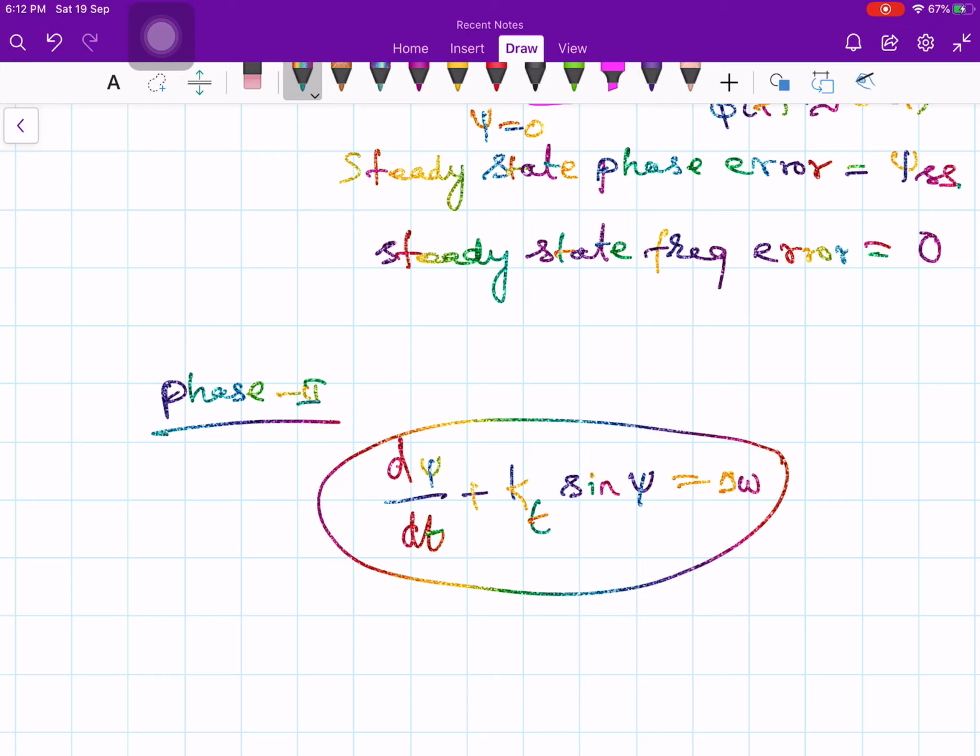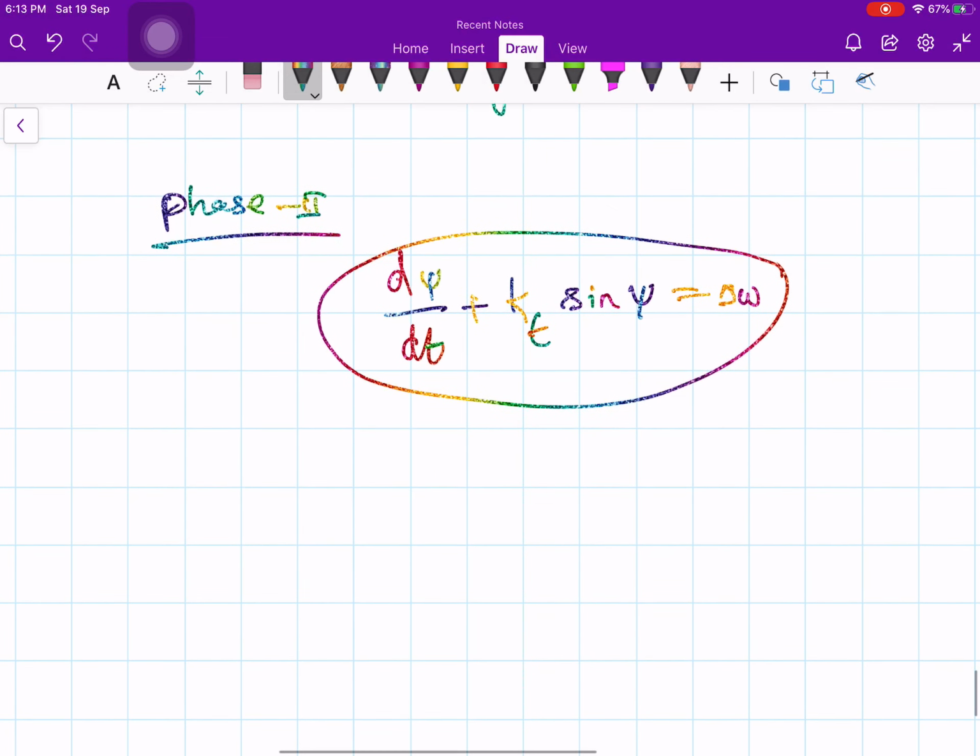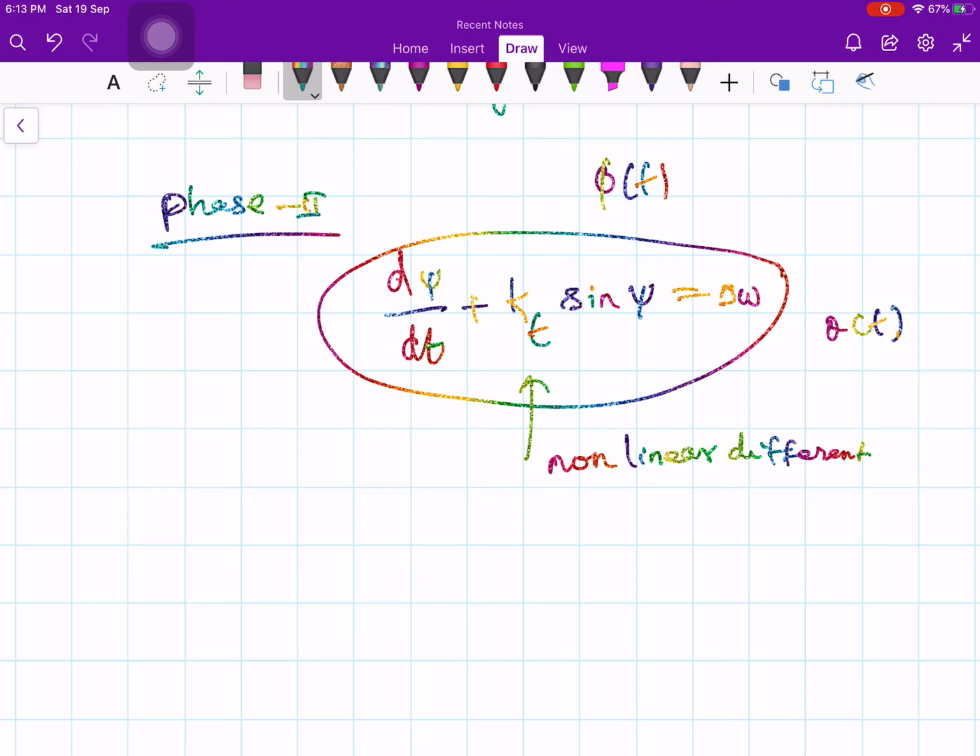This is the equation which we obtained by using the non-linear differential equation, and which specifies the instantaneous phase error between incoming phase and the VCO output phase. Incoming phase is phi of t and VCO output phase is theta of t. So we found this equation for phase error, and this is the non-linear differential equation. And you try to look at the operation of the PLL by considering what this differential equation implies in terms of its operation.